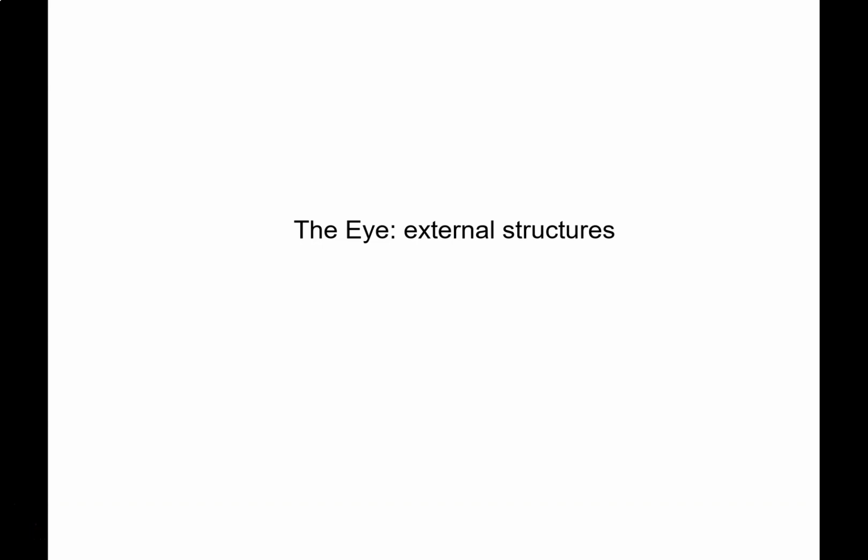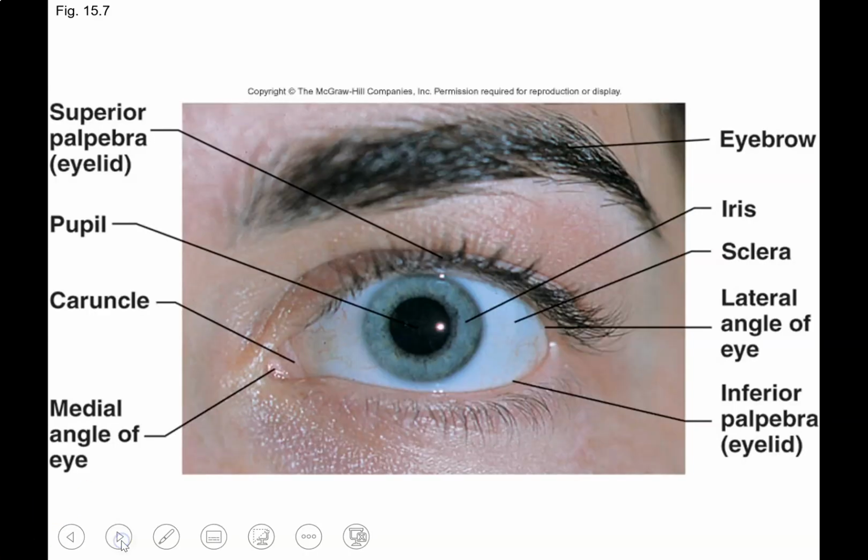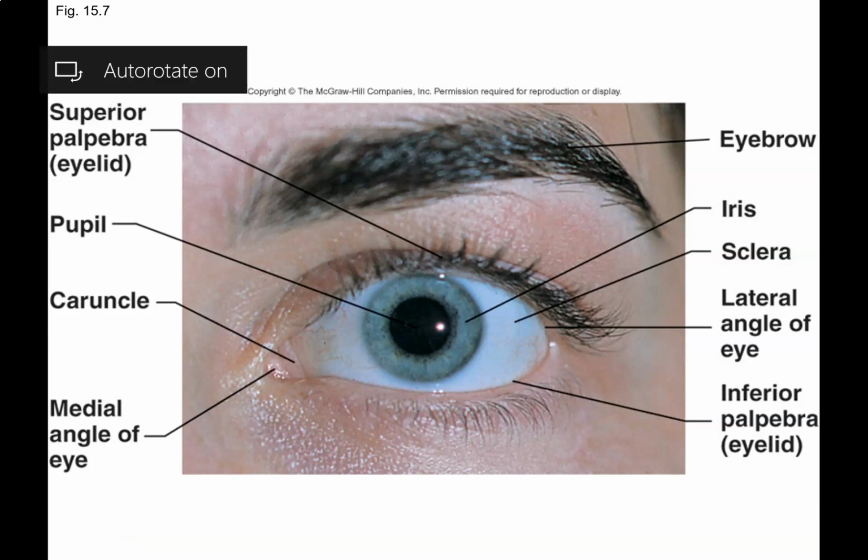Hello everyone. This is the first of several introductions to the anatomy of the eye. In this video we will be examining the external structures of the eye. We're going to go ahead and start with the familiar and look at the eye as it appears externally.